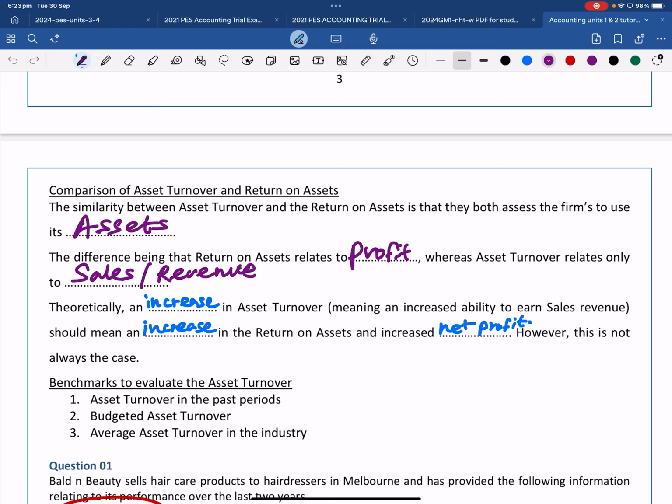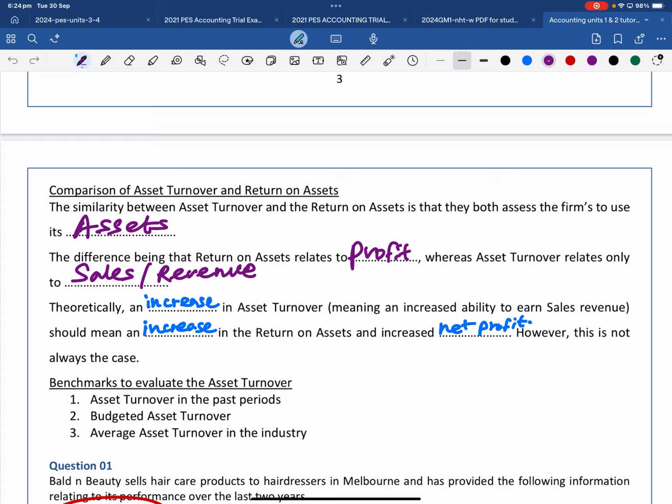So basically, we are saying, guys, both of them we assess based on the total assets, average total assets. Whereas the difference is what? The difference is that for ROA we assess the profit, but for ATO, what do we assess? Net sales. What's the difference between profit and net sales?